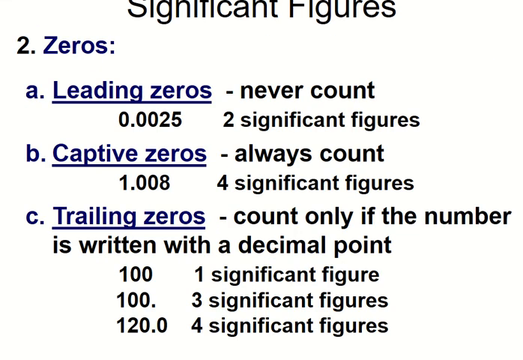The second type of sig fig rules that you need to work on is when we have zeros. As you see here, we categorize zeros into 3 different classes. I don't want to ask you to memorize terminology like leading zeros, trailing zeros, and so on. I do ask you to understand the meaning of zeros and how to apply them to count sig figs. If we have leading zeros, in some textbooks they call them placeholders.